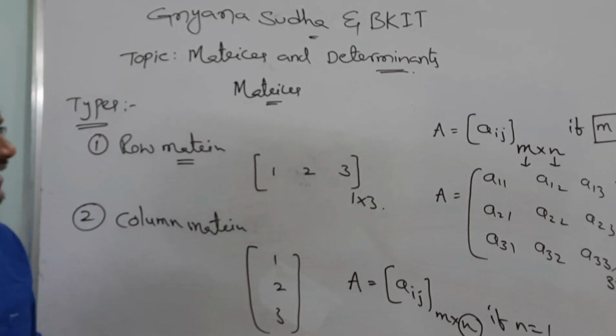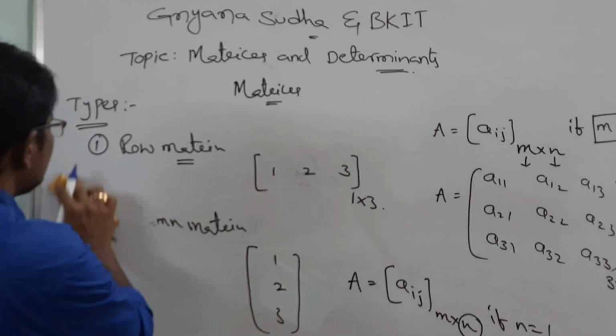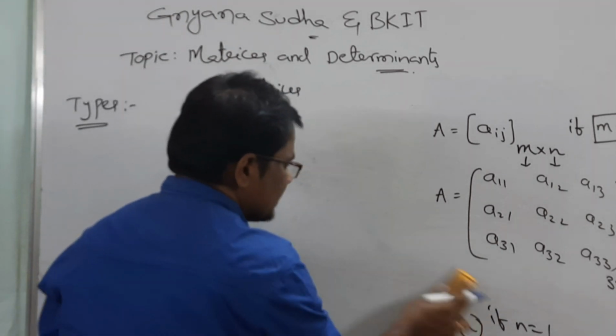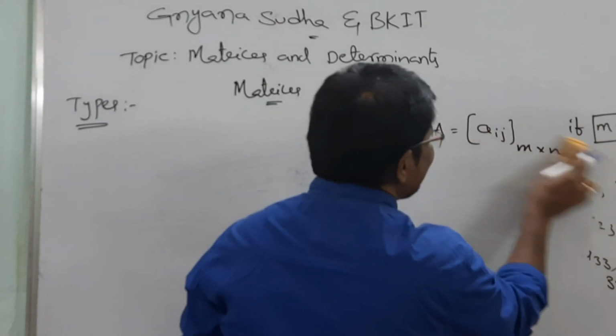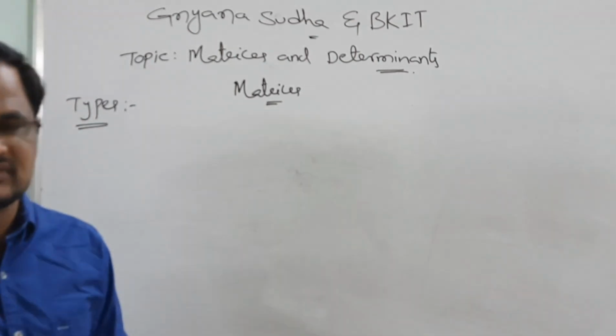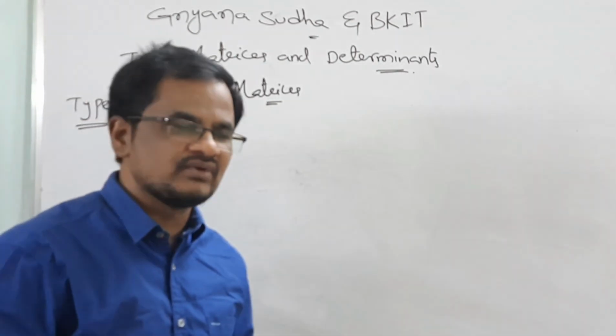Right? Next, third one is square matrix. Square matrix means a matrix in which the number of rows is equal to the number of columns, then that matrix is called what?